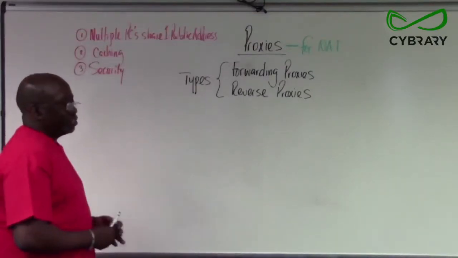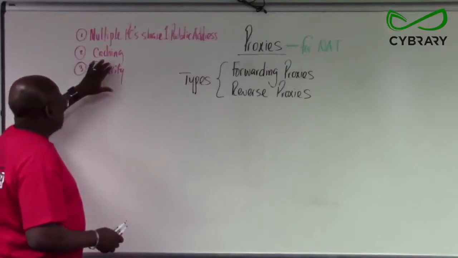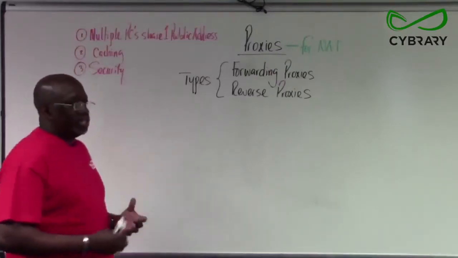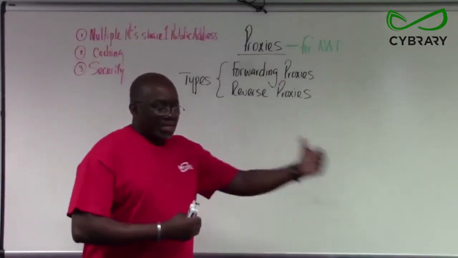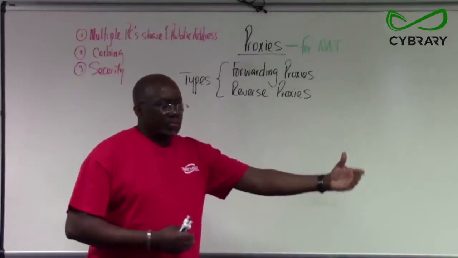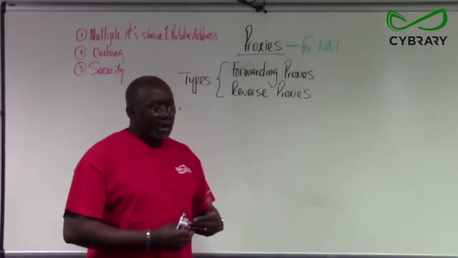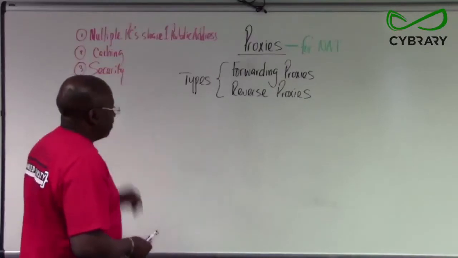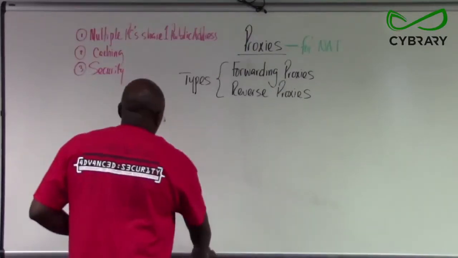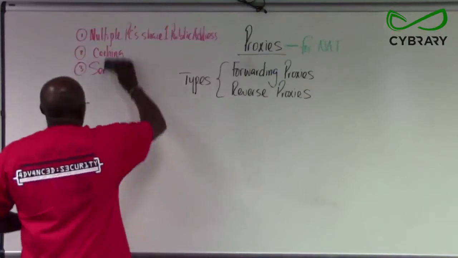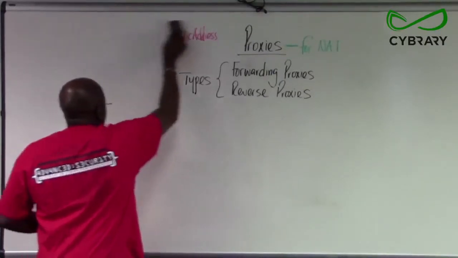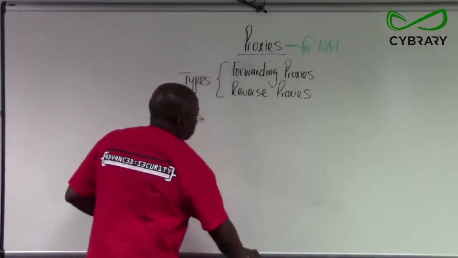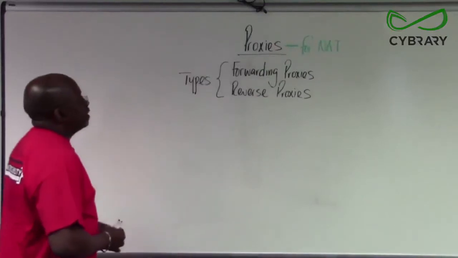Network address translation also enhances caching because the proxies don't have to get subsequent requests from the internet, provided it's been requested earlier. And the proxies also offer security by masking the internal addresses from servers on the internet or malicious persons on the internet.